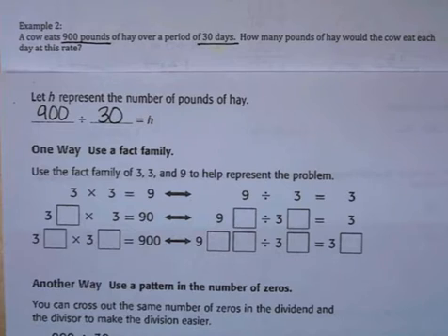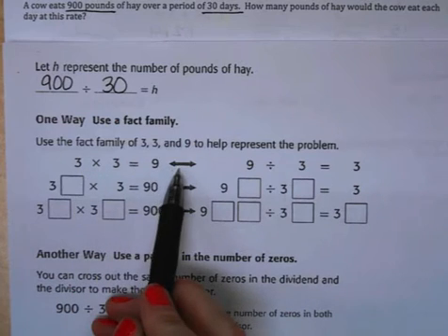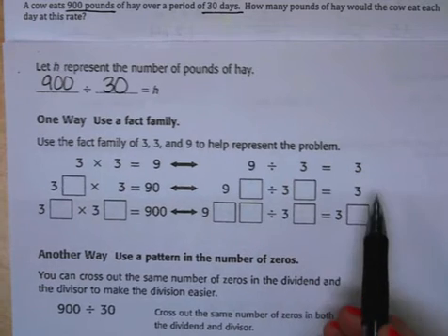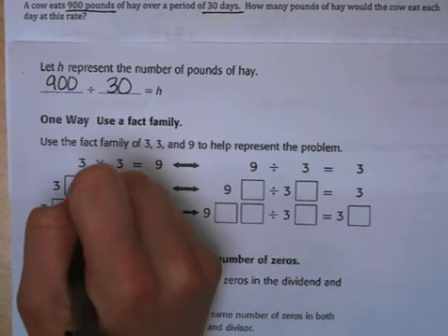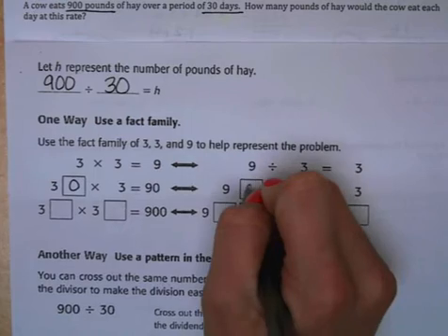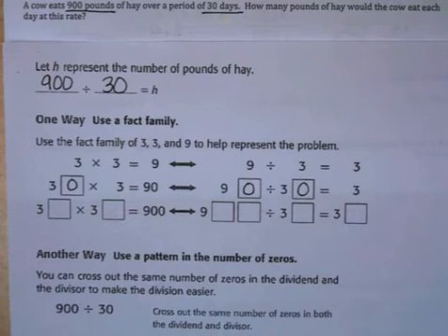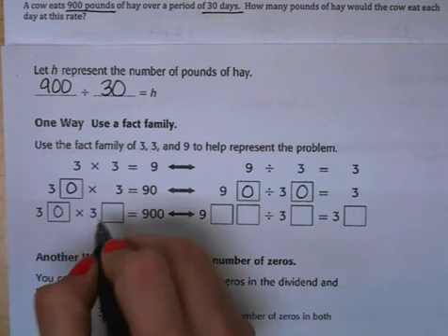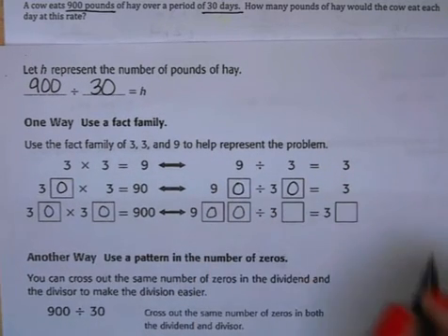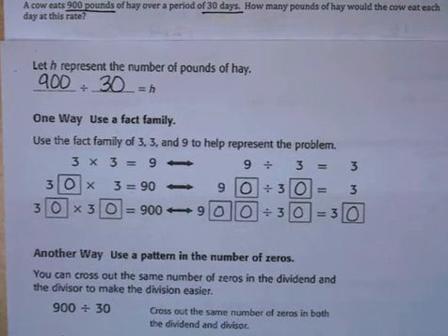All right, the first way we could solve this problem is by using a fact family. We know that 3 times 3 equals 9, and if we reverse that, 9 divided by 3 equals 3. Now if we increase a place value, and we do 30 times 3, that gets us to 90. Reverse it for our fact family, 90 divided by 30 equals 3. We could also write it as 30 times 30 equals 900. So 900 divided by 30 equals 30. That is one method you could use to help you solve this problem.